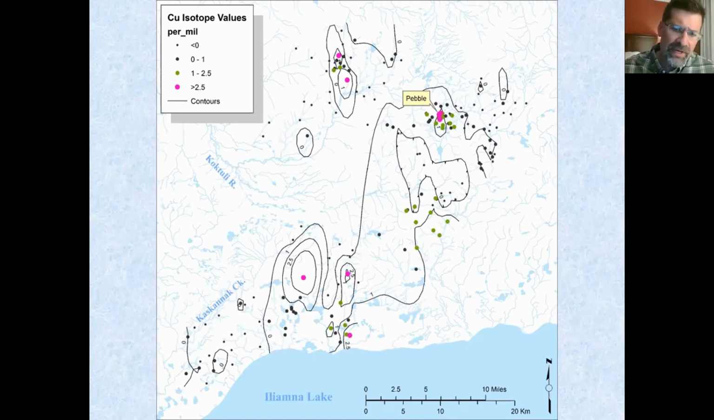One is right on the shore of Iliamna, where you can see those little lights up with some higher values. Then right to the south of Pebble, there was another large known area. And then to the northeast, there's known to be an epithermal gold deposit, so we just took some samples over there, and also to the west. Those were the general areas that we targeted.